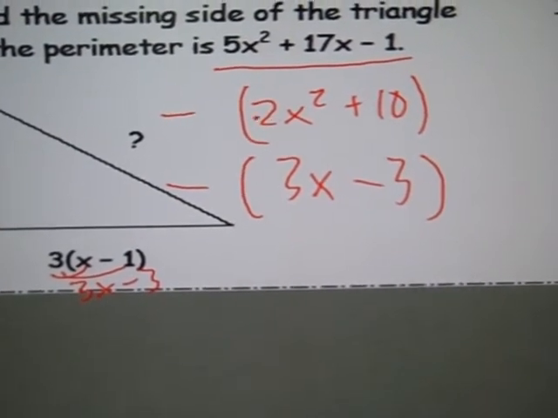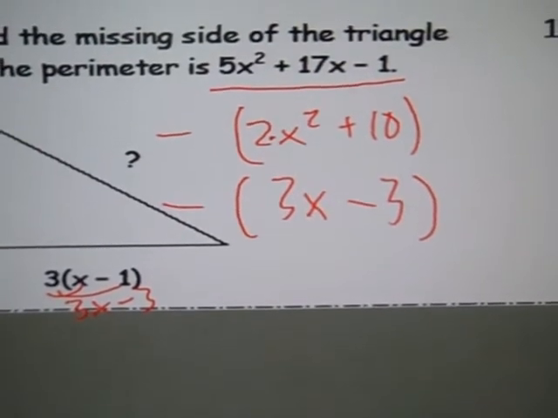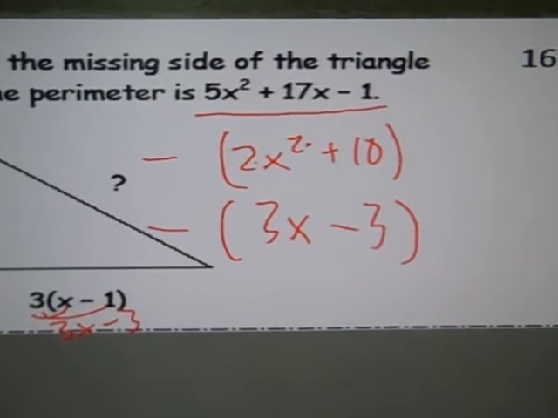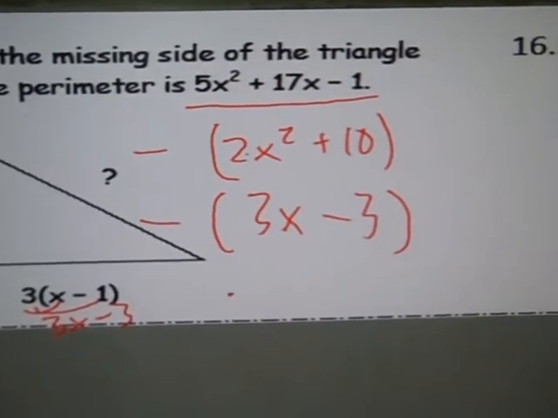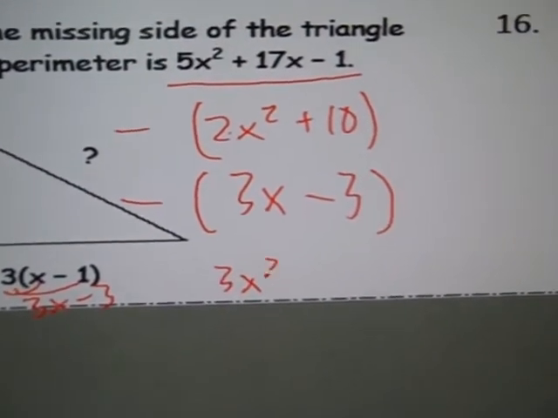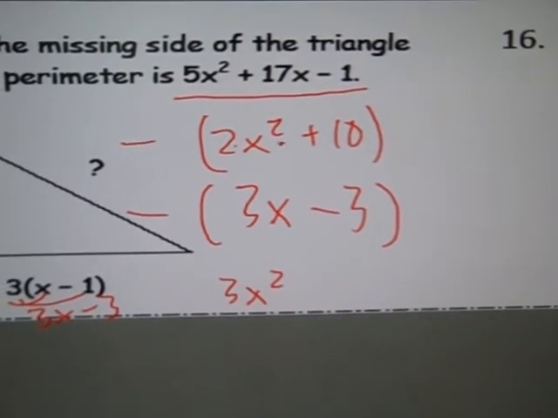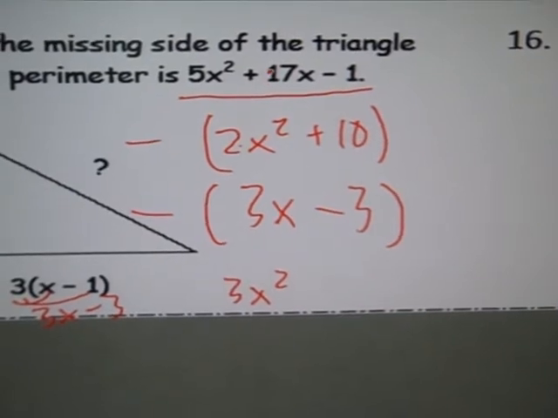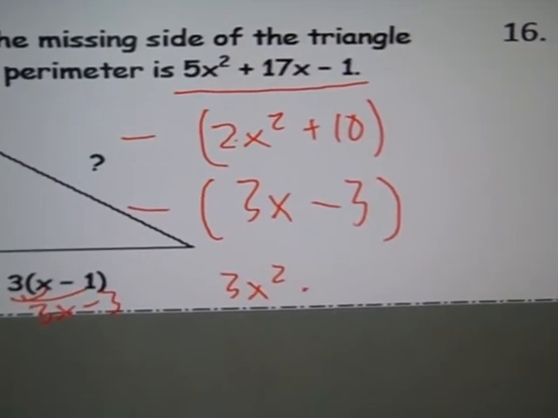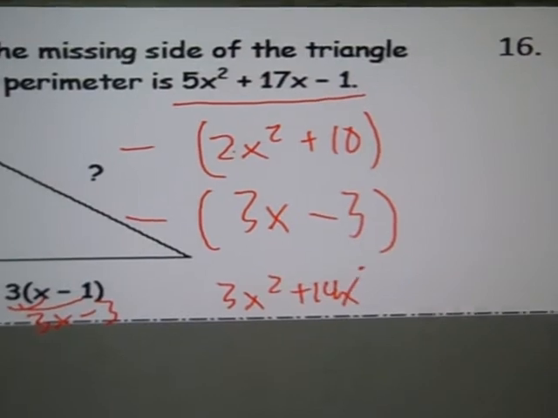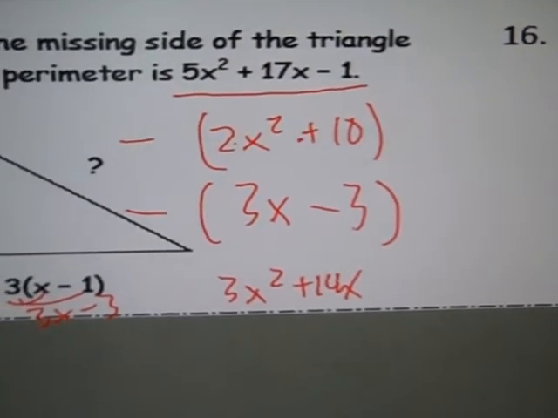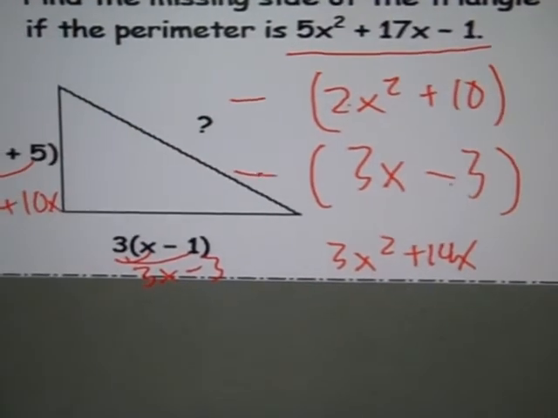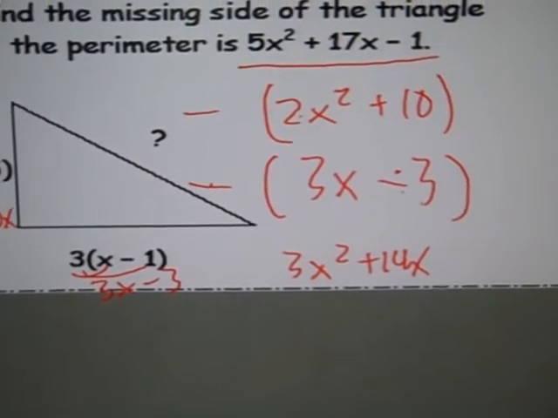Now, when I take negative 2x squared from 5x squared, that leaves me with a total of 3x squared remaining. And then now the 3x, I take that from 17x. 17 minus 3 is 14. I have 14x. And then I take away negative 10. And over here, since this is a negative and there's a negative outside, this really becomes positive 3.